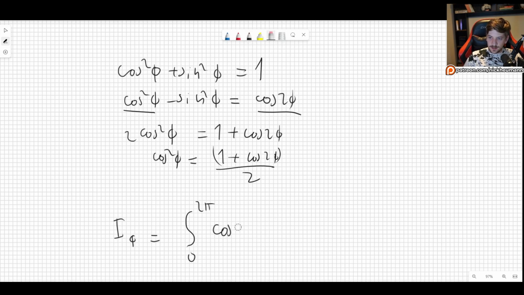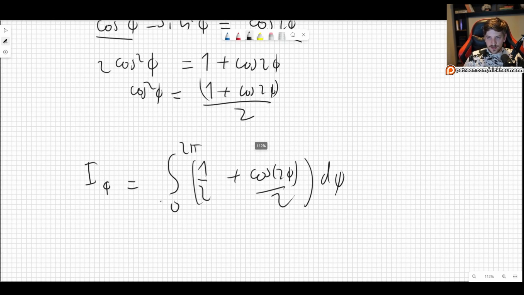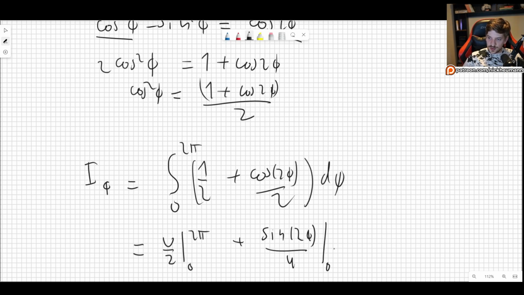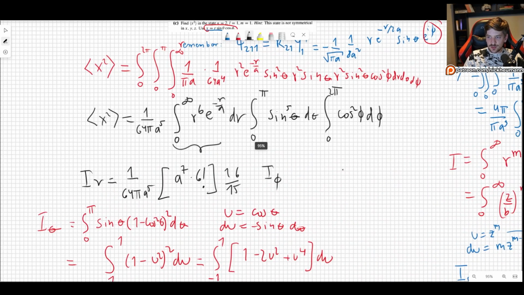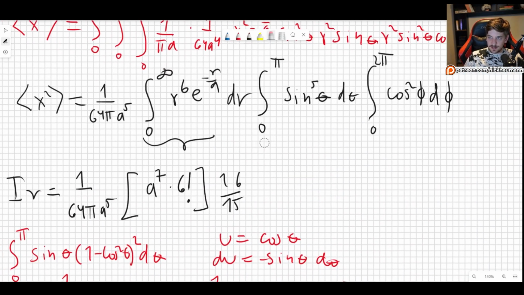So we just plug this in here. So instead of having cosine squared, we have 1/2 plus cosine of 2 phi divided by 2 d phi. So this integral now is trivial. The first one is simply phi over 2 between 0 and 2 pi, and the second one is going to be sine of 2 phi divided by 4 between 0 and 2 pi. However, it's going to be 0 at both ends, so the only thing that we have left is the first part, 2 pi over 2 minus 0 over 2, so simply pi. So there we go, we have found the last remaining integral. So this thing here is simply pi.